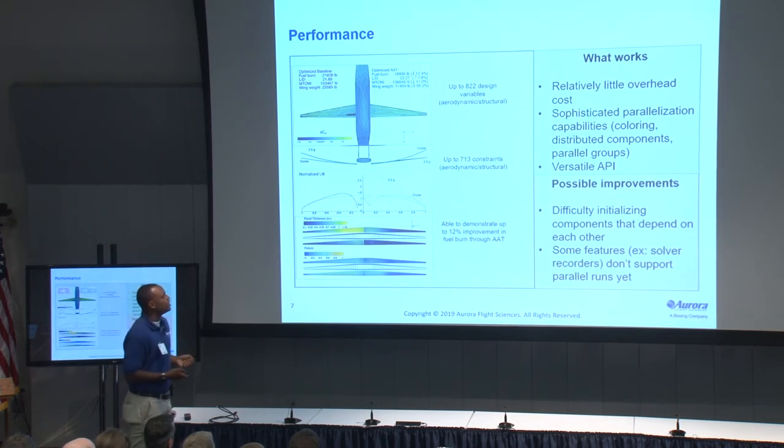In terms of performance, I would say we were really happy with the fact that there was relatively little overhead cost of the framework itself on top of the lower level solvers that we were using to wrap into it. So that was very good from a computational efficiency standpoint. Really sophisticated parallelization capability. We're able to throw these problems on our clusters and take advantage of the derivative coloring approaches, distributed components, and parallel groups to parallelize a lot of this work and scale it up to make it fairly easy to throw on an HPC cluster and get that parallel scaling benefit.